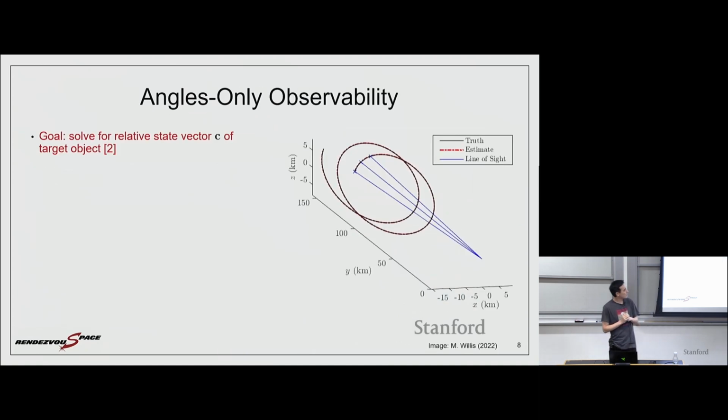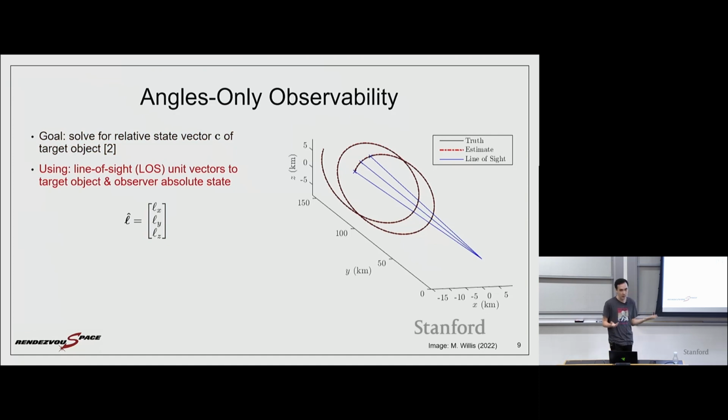So I wanted to talk about this a bit more mathematically as well. This is kind of an introduction to the classic angles-only observability problem, where our goal is essentially to solve for the relative state vector of our target, which is called C here, some kind of 6x1 vector, which might be position velocity or relative orbit elements. And on the right, we have a representation of this problem where the target is following some kind of black spiraling trajectory in the reference frame of the observer. And we have these blue measurements to work with, which are the line of sight vectors from the observer to the target.